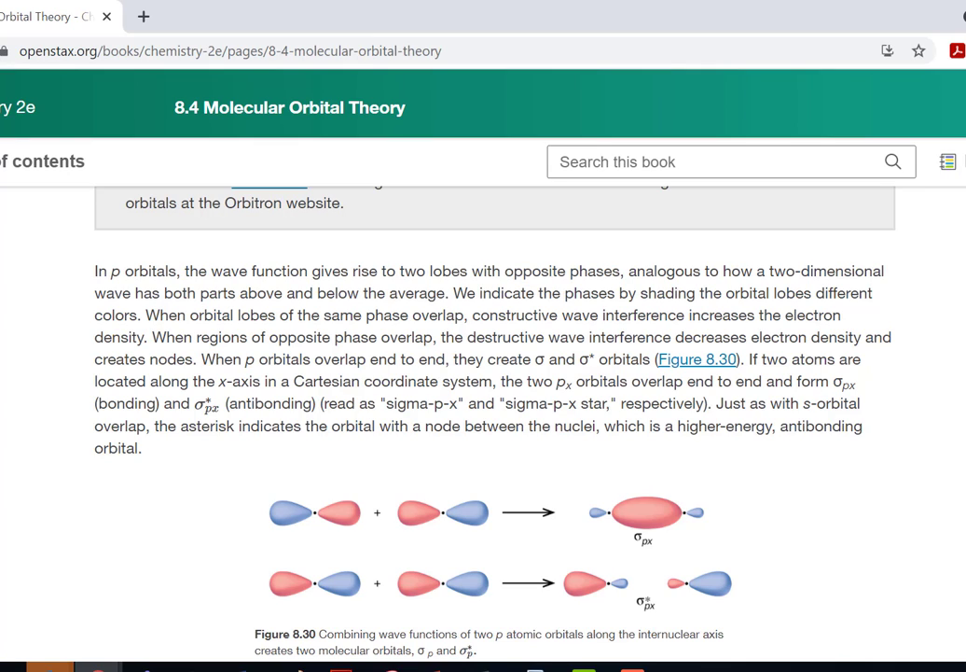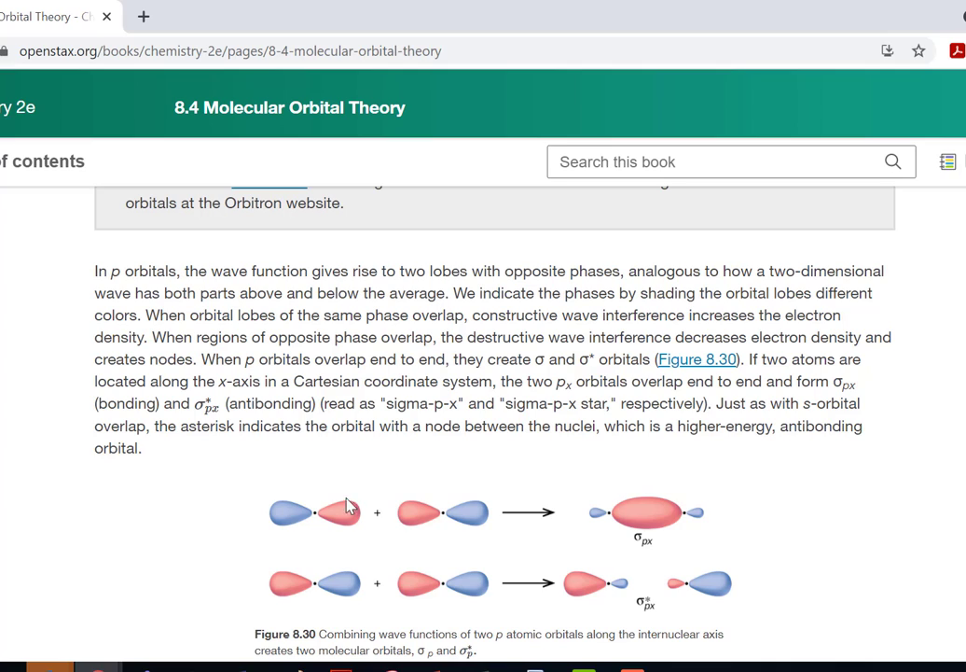So here we're showing the combination of p orbitals to form a sigma bond. And what you'll notice here is, as we talked about previously, that we're using the colors to show the different signs of the wave function. You don't have to know which is which in terms of red or blue, but essentially you want red with red to have constructive interference, blue with blue to have constructive interference. So that's what we're showing here.